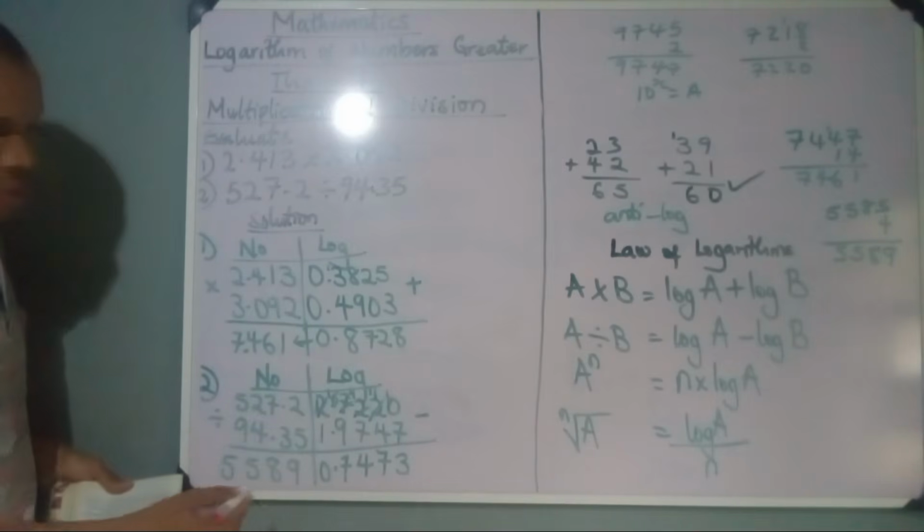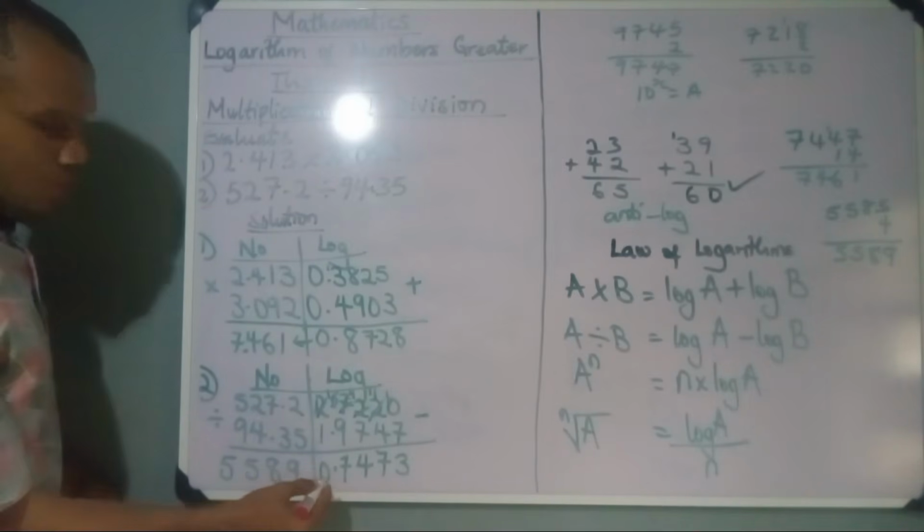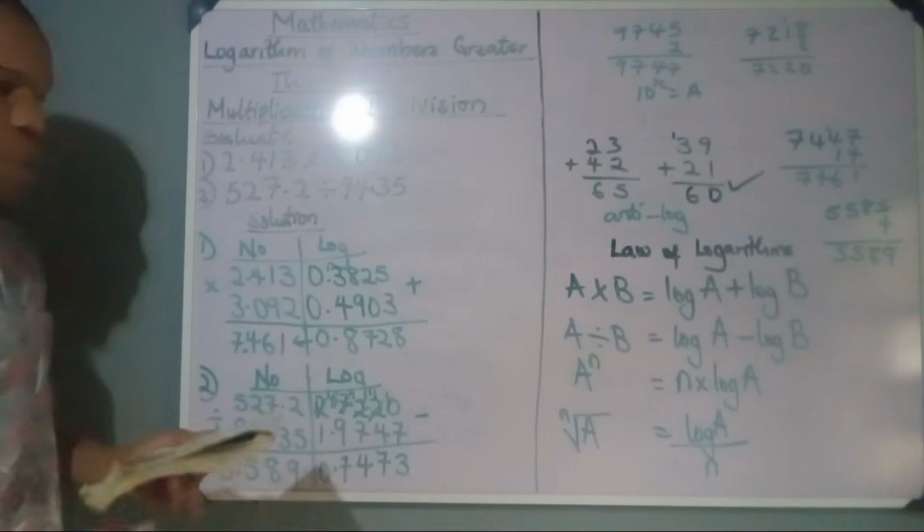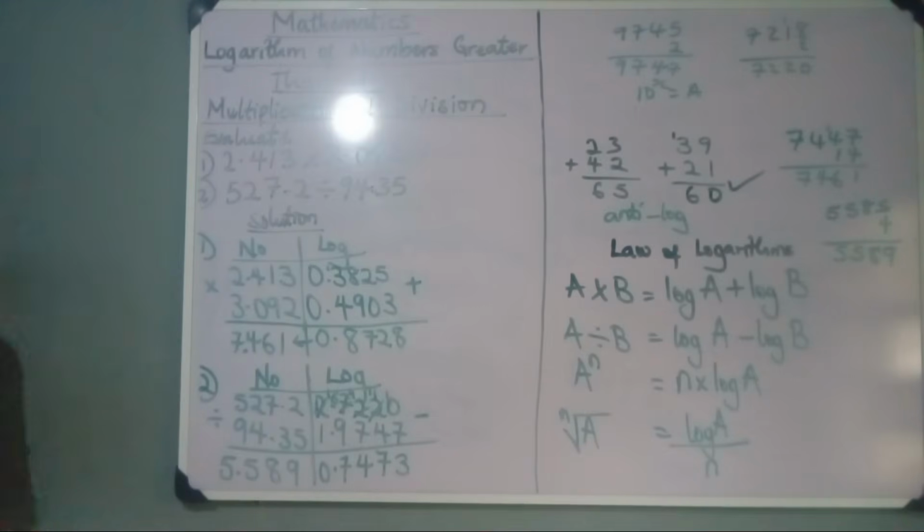So I'll be having 5589. Since the characteristic is 0, I just have to leave the decimal where it should be in standard form, without moving it.